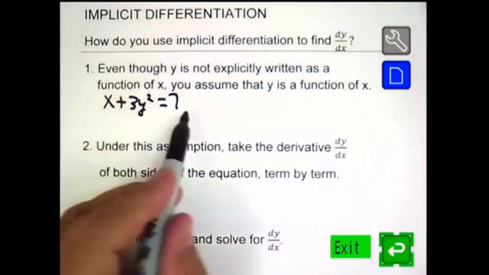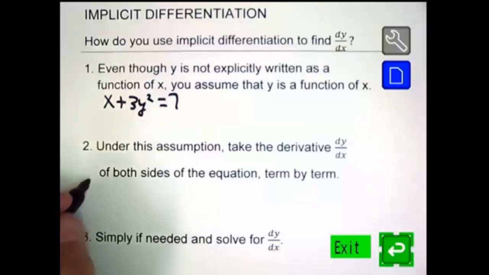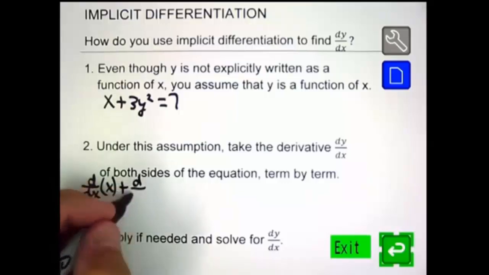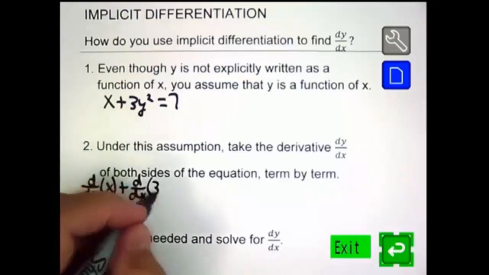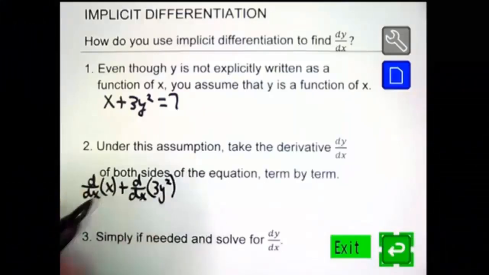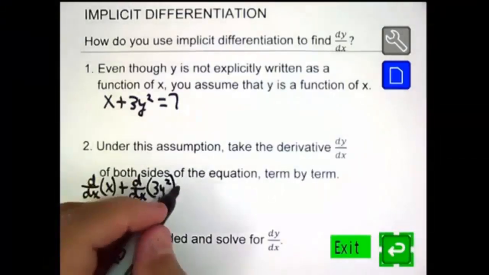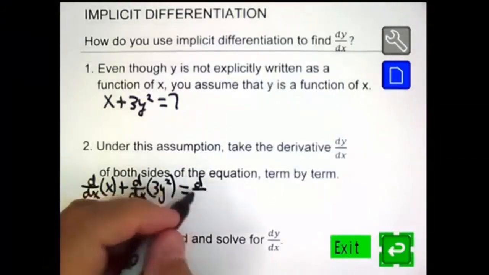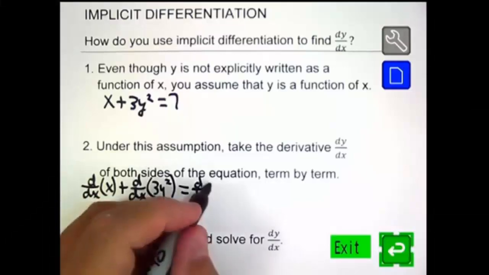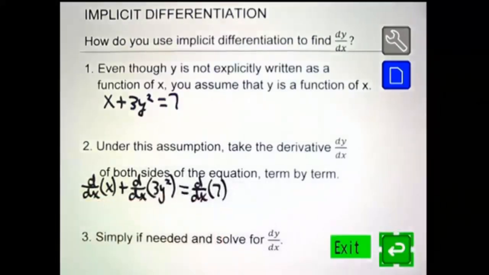So this particular equation, just to continue the example, if I take the derivative of both sides, I'm going to take the derivative of the first term, I'll take the derivative of the second term, and I'll take the derivative of the one term on the other side.